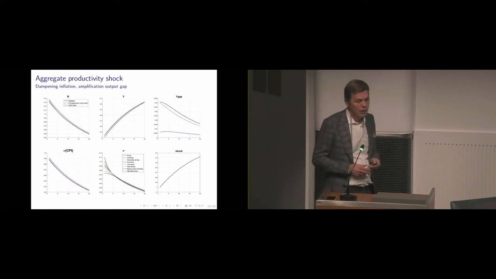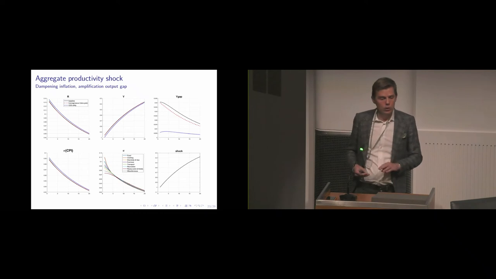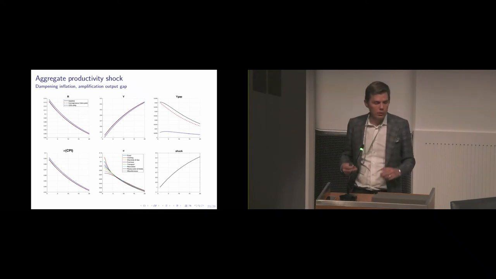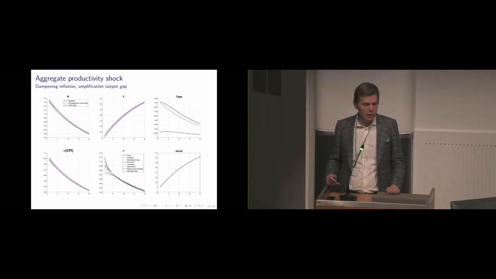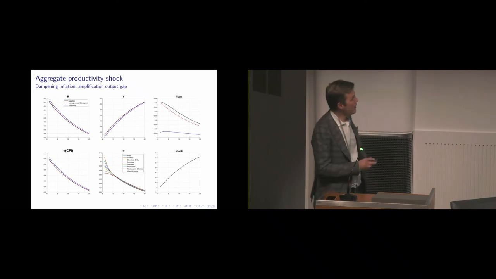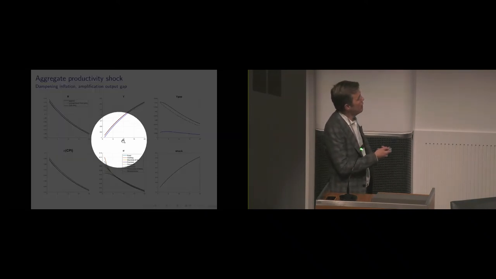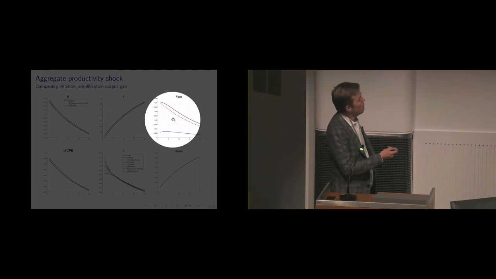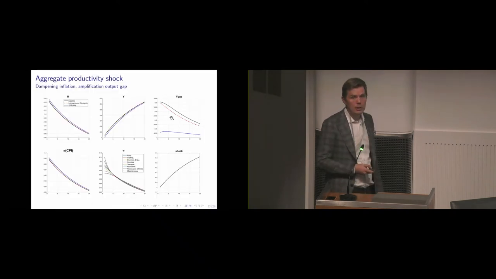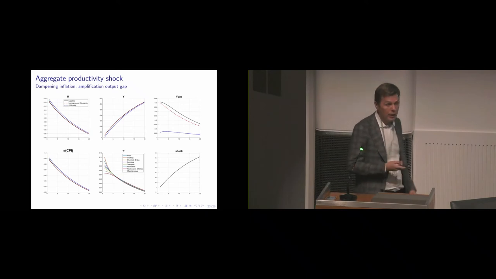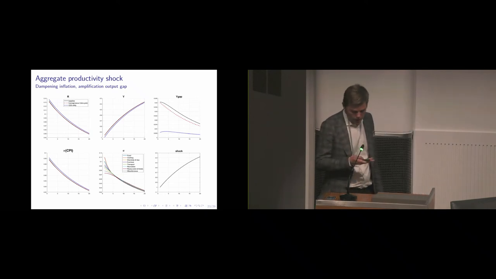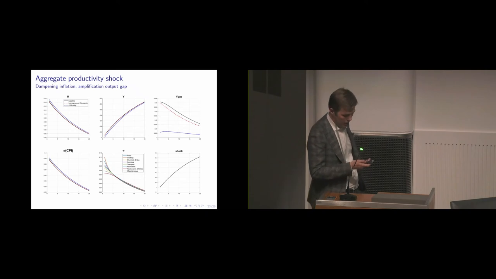Okay, so here I'm comparing the model to alternative versions. The blue version, which is probably the more interesting version, would be the version with standard CES preferences. And then what we see is that with standard preferences, the output gap would increase much less than in our baseline model. So again, we see that having these non-homothetic preferences in a model really matters in this setting.